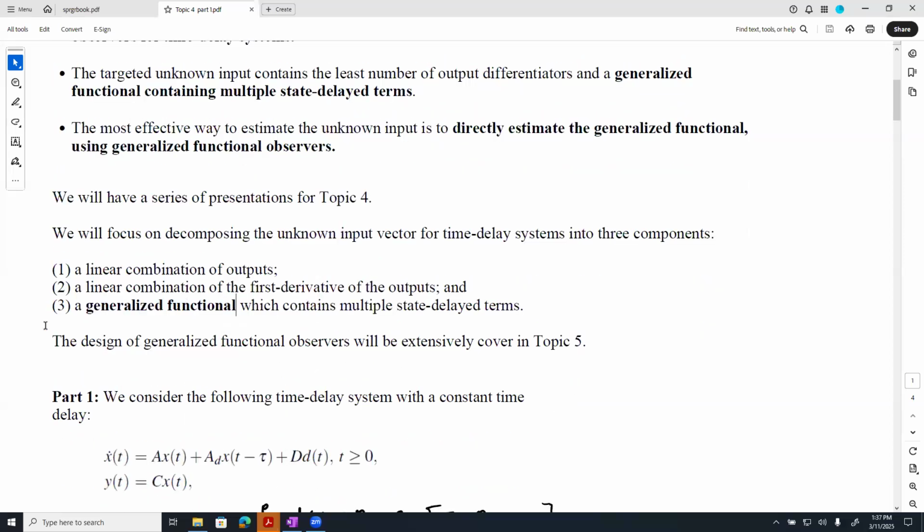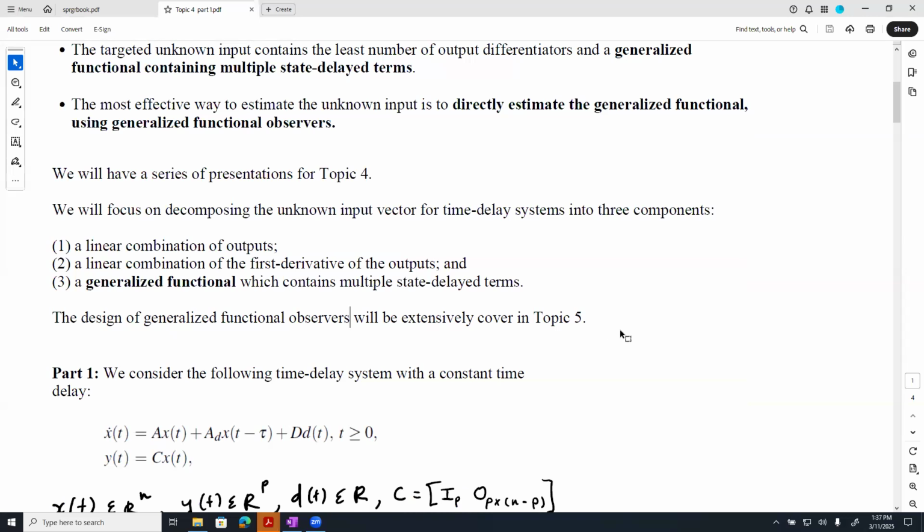And then that will give us a whole series of presentations where we will discuss the advantages of estimating generalized functional observers. Why is it better to design a generalized functional observer instead of just the standard functional observer or the stack observer? And we will show that we can actually relax the conditions when we design generalized functional observers. So that will be very intriguing, and that will be extensively covered in topic 5.